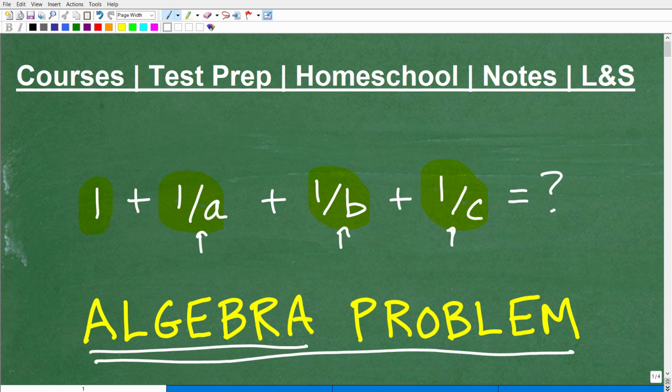I'm actually going to show you the solution to this in just 1 second, and I'm going to do this problem two different ways, okay? Now, if you're taking any sort of math course that involves algebra, this is something you're absolutely going to need to understand.